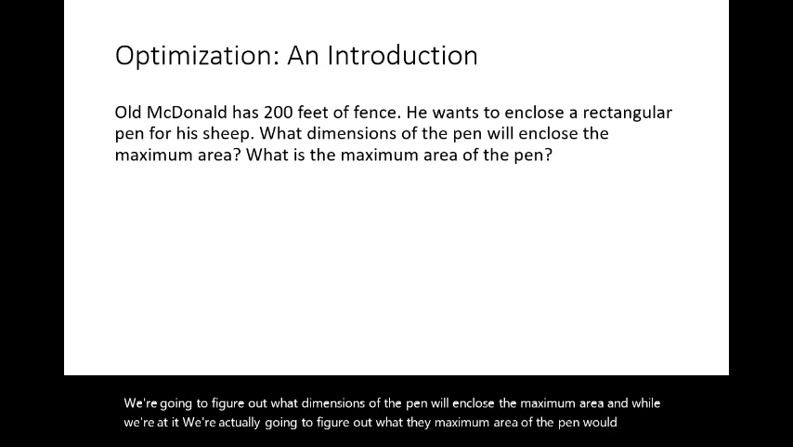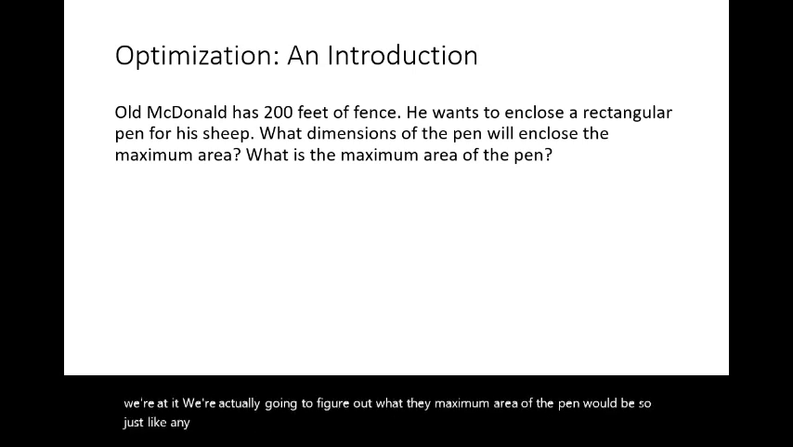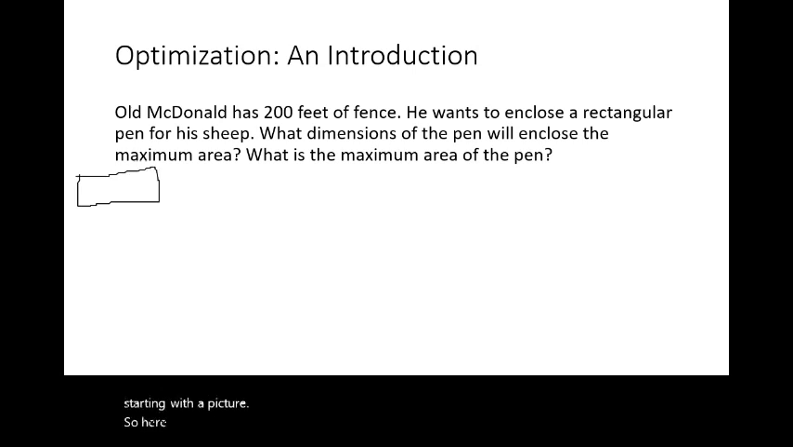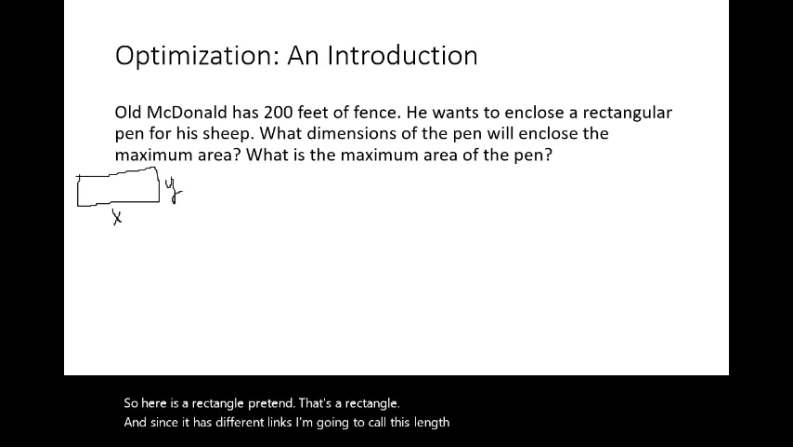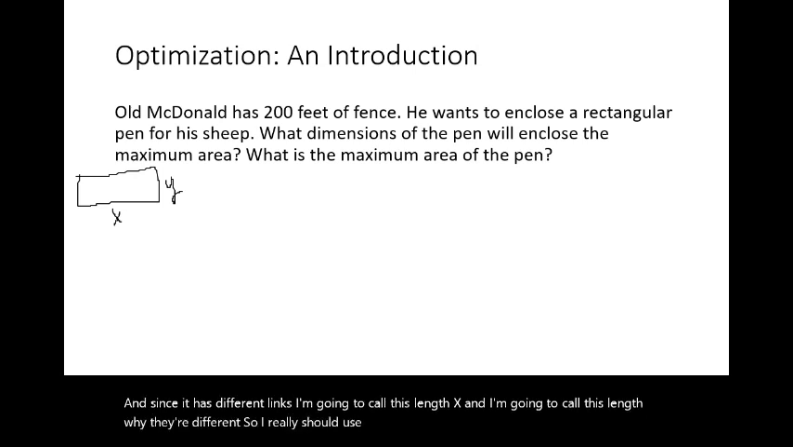So, just like any other application problem, if you have no idea where to start, I would recommend starting with a picture. So here is a rectangle, pretend that's a rectangle. And since it has different lengths, I'm going to call this length x and I'm going to call this length y. They're different, so I really should use different variables for them.